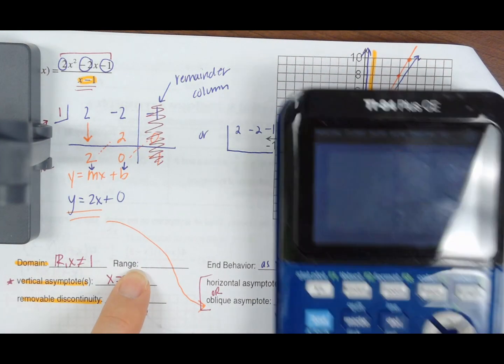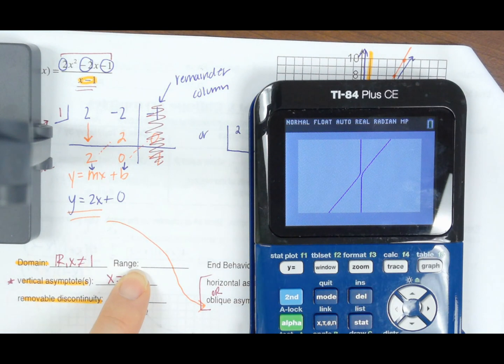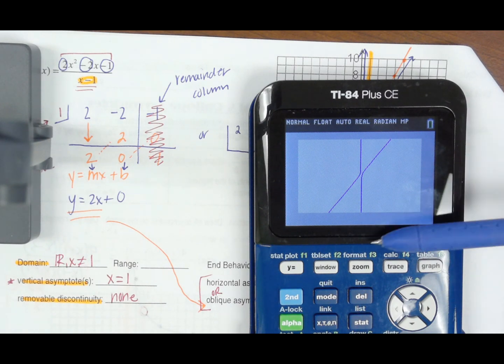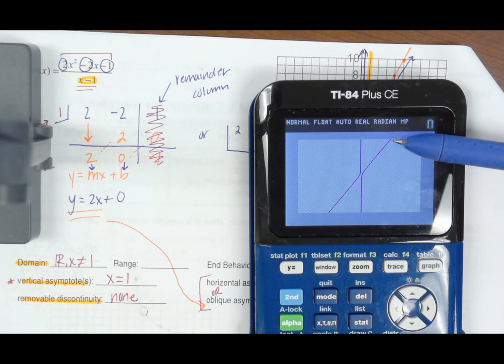Let's talk about range. When you look at this picture, does it seem like it goes down forever? Does it go up forever? Does it seem to be any breaks vertically in this graph? Could you go down forever and then up to positive infinity without ever picking up your pencil?